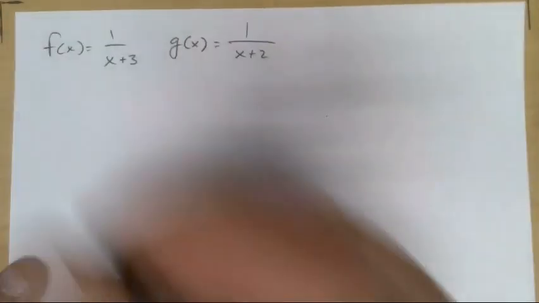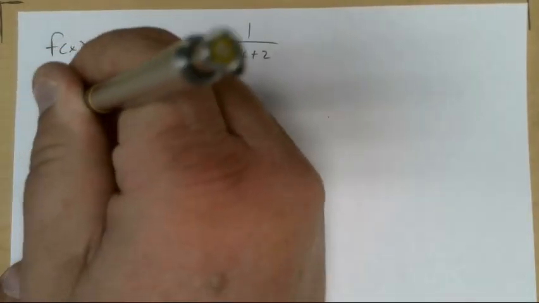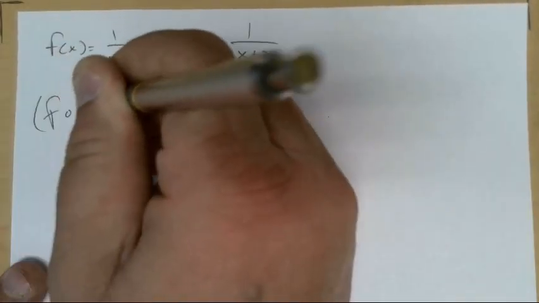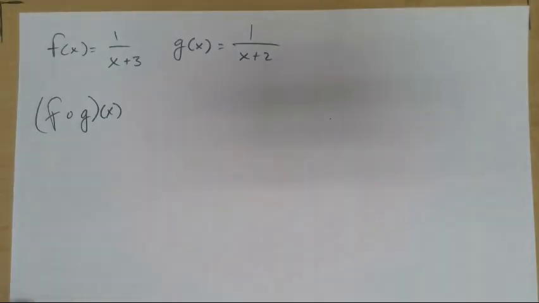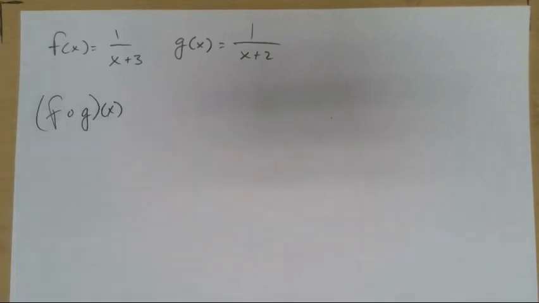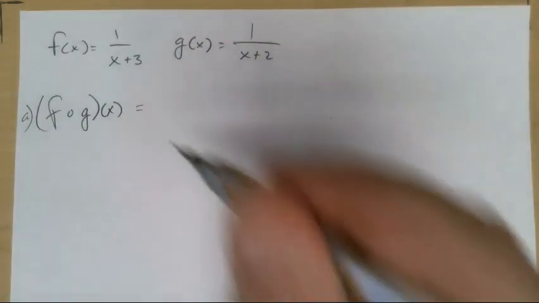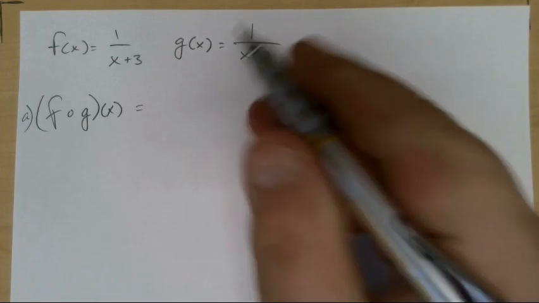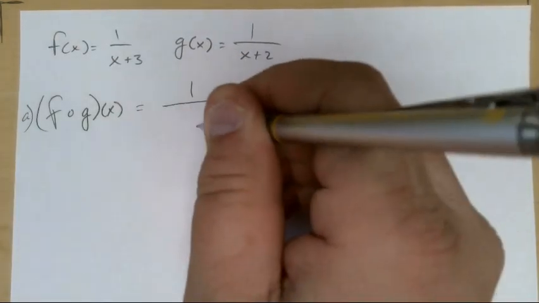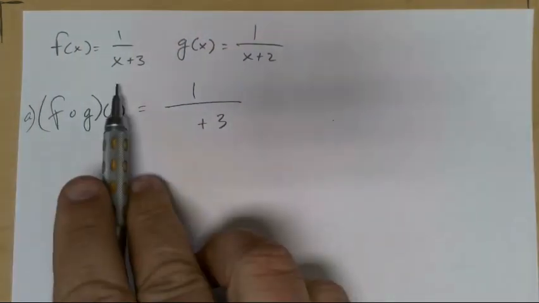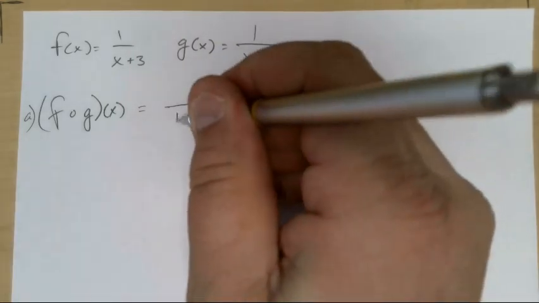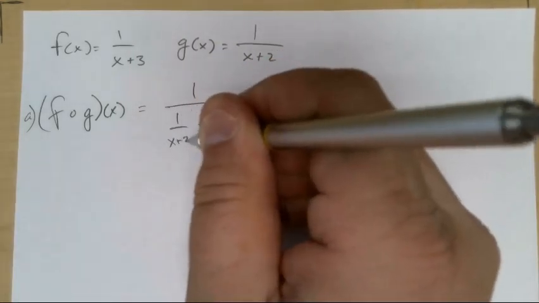Okay, so first thing it wants me to find is what's f of g of x. And then it wants me to find the domain of f of g of x and put it in interval notation. So I need to find this and then find its domain. So this is part A. Okay, so to find this thing, I'm going to take this and put it into that. So 1 over x plus 3, except instead of x, it's going to be 1 over x plus 2.